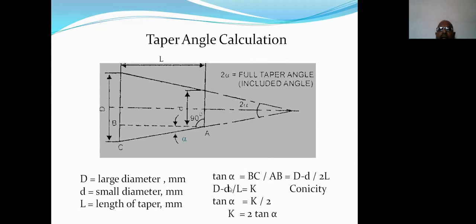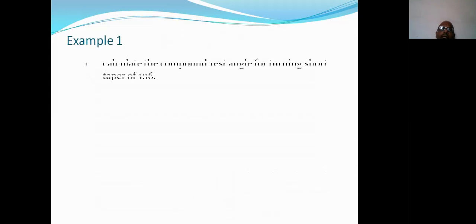So here this particular D minus d by L is a ratio that is called the conicity. So this particular tan alpha is used next in order to calculate alpha by using the inverse function of tan. That means alpha equals tan inverse of this constant. Alpha equals tan inverse of this particular constant is calculated. So here we have one simple problem. How to calculate the compound rest angle for turning a short taper?